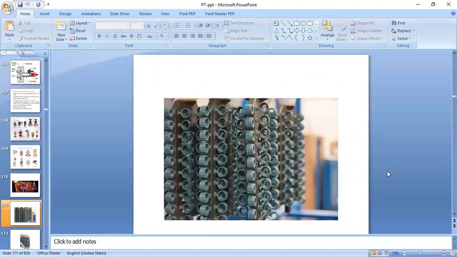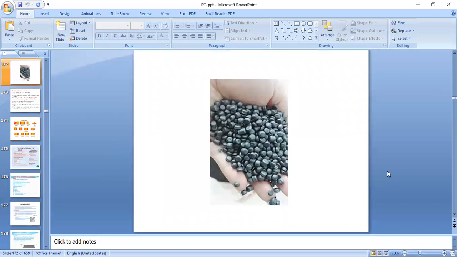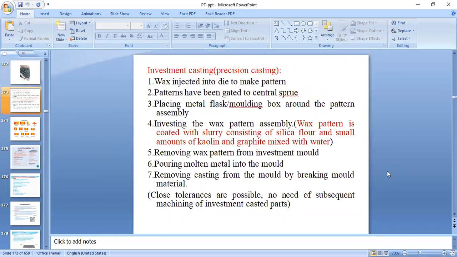These are the components produced by the investment casting process. Further machining is not at all required in the case of investment casting. Investment casting is also called the precision casting process. Wax is injected into the die to make the pattern first. Patterns are gated to a central sprue made of wax only. A metal flask, the molding box, is placed around the pattern assembly.